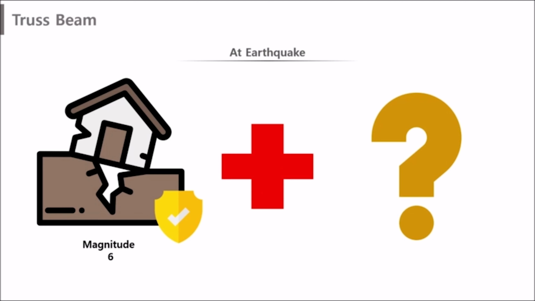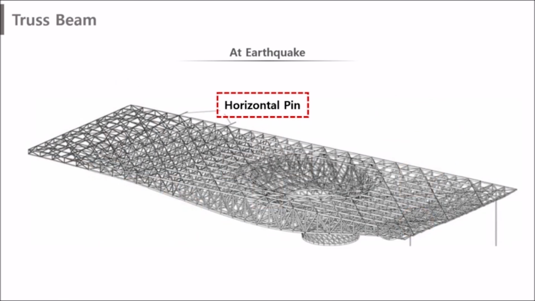So, how is the roof supported for earthquake-like loads? Of course, the building itself is designed to effectively respond to earthquakes of magnitude 6.6, but there are additional installations on the roof. This roof structure has a system that is uniquely connected to the cinema mountain through a horizontal pin and is horizontally supported by the cinema mountain when an earthquake occurs.